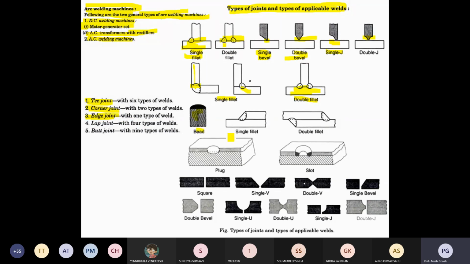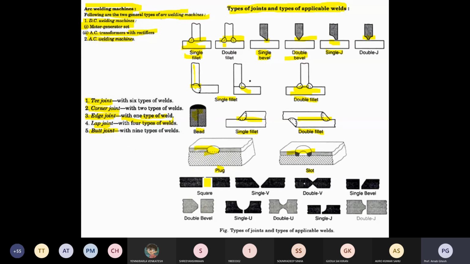Single fillet with the edge joints, two edges are joined, double edged joint. Okay, double fillet. Then it is with one type of weld. Then lap joints, in between of them. Here is the diagram of the lap joints. So it is the flap and it is slot. So these all are the lap joints, and the last one is the bar joints.